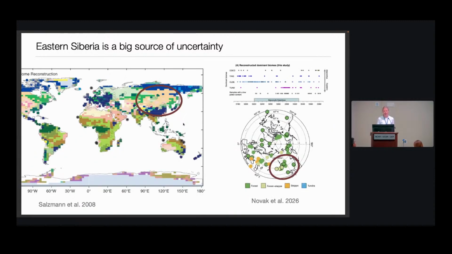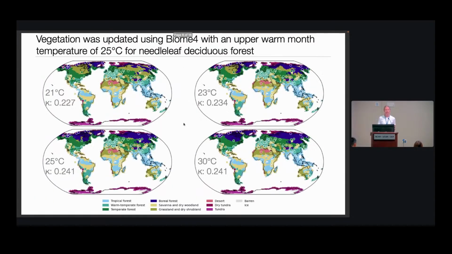But now we have some more data, and Novak et al. recently came out with a paper which actually showed that there might have been a lot of forests in the overall northern high latitudes. And then this is an older paper by Andreev, but it shows that there's cold deciduous forest over there. So I wanted to specifically target this region and look at that.